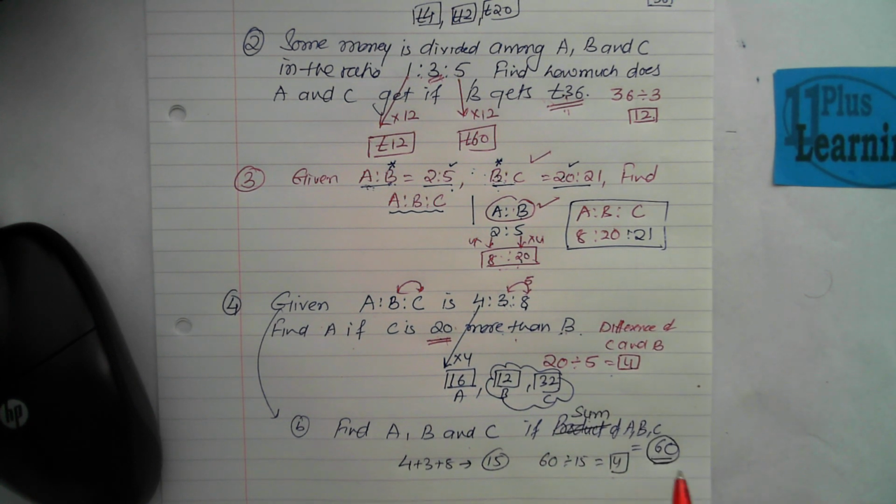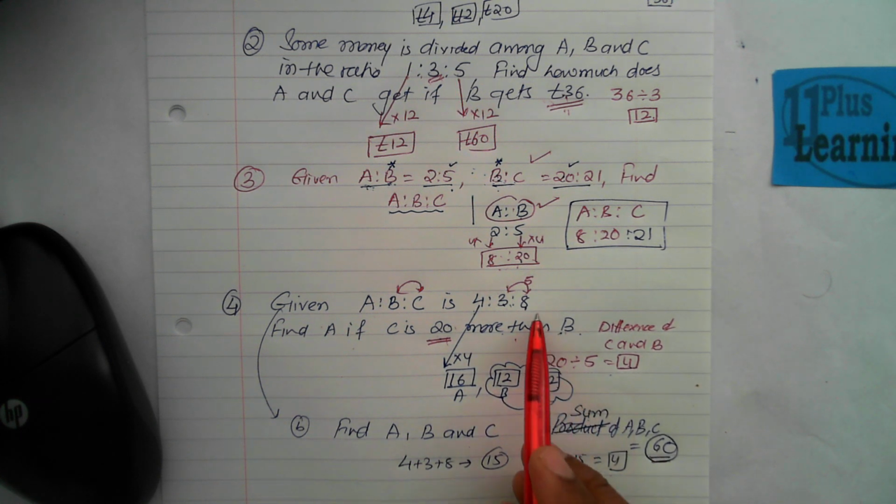If I was given the product, people, then I would have divided that product by the multiplication of the given ratio to find the multiplier, and then you times each one of them by that multiplier. So this is 16, 12 and 32.